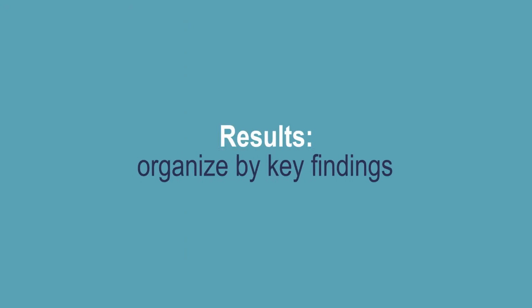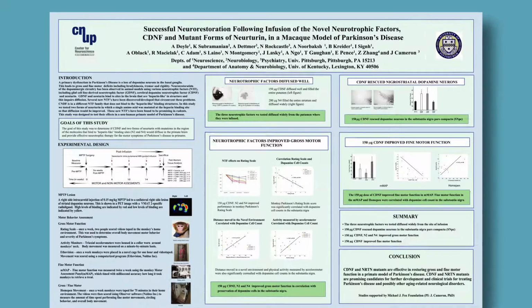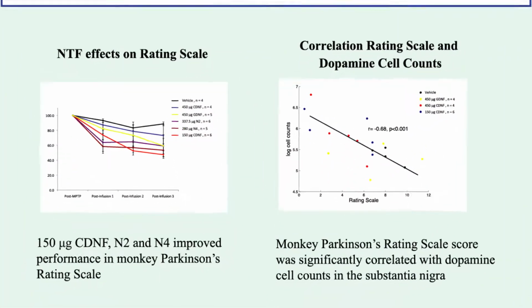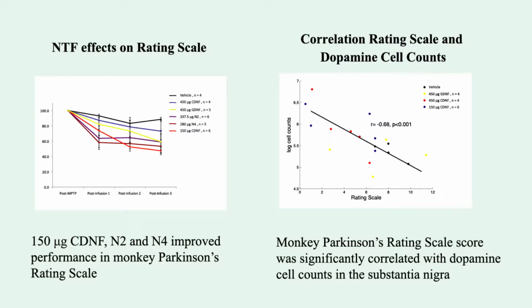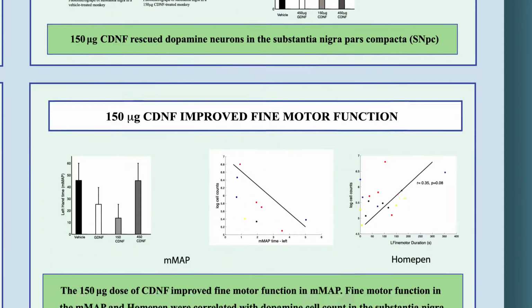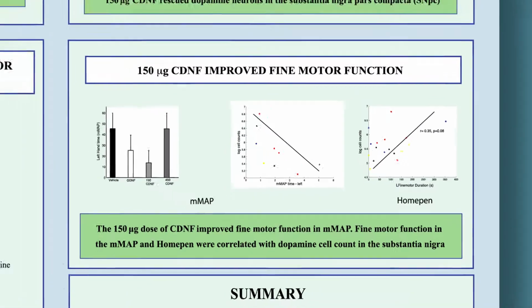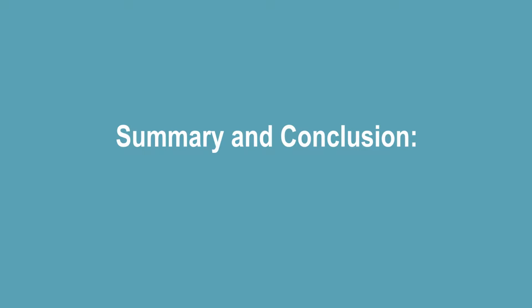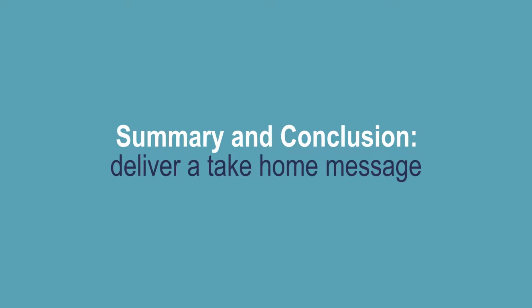Organize results by key findings, using a statement of each key finding as a section title, and clustering data and graphs pertaining to a finding together. Use figures, graphs, and pictures to show your findings. When appropriate, use color. Use the summary and conclusions sections to leave the viewer with a take-home message.